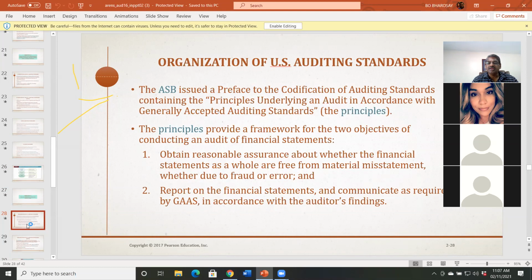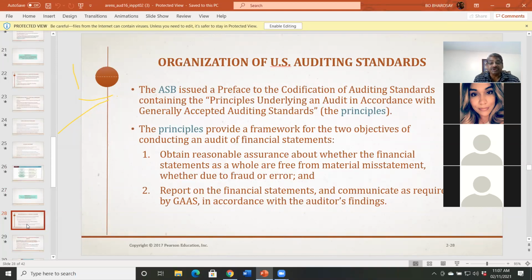So you want to obtain reasonable assurance about whether the financial statements, as a whole, are free of material misstatement, whether due to fraud or error. Reasonable assurance, that's the key word. Material misstatement is another key word.